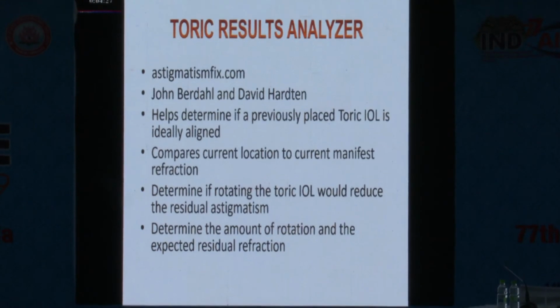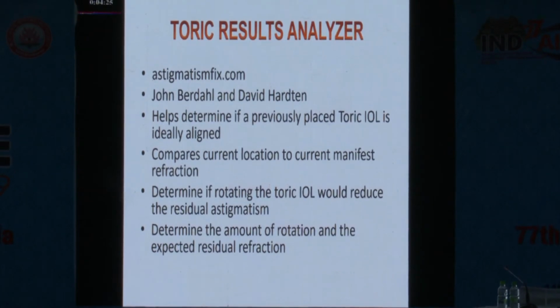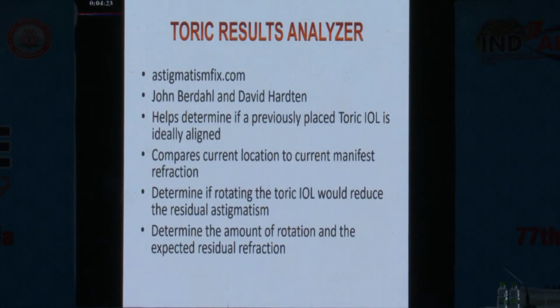But whatever is the cause of the error in this case, we have to manage the case properly. So for this, we use the toric results analyzer. I went to astigmatismfix.com. This is developed by John Buckley and David Hardten. It helps to determine if a previously placed toric intraocular lens is ideally aligned. So it compares the current location to the current manifest refraction and determines if rotating the toric IOL would reduce the residual astigmatism. Determines the amount of rotation and the expected residual refraction.